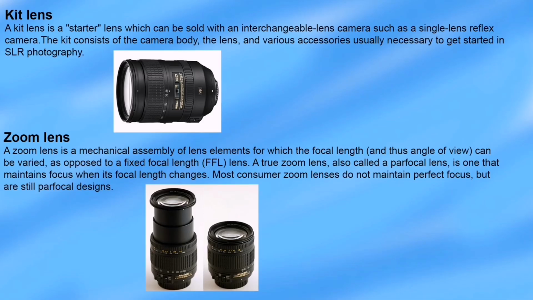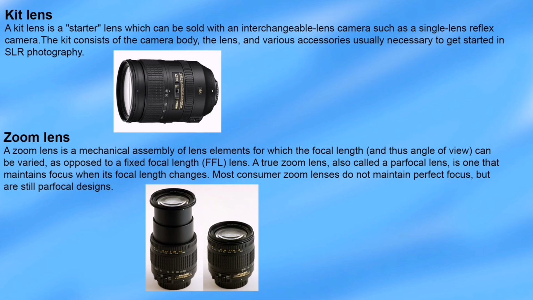Okay, and the next slide is different types of lens. The first lens is kit lens. A kit lens is a starter lens which can be sold with interchangeable lens cameras such as a single lens reflex camera. The kit consists of the camera body, the lens, and various accessories usually necessary to get started in SLR photography.